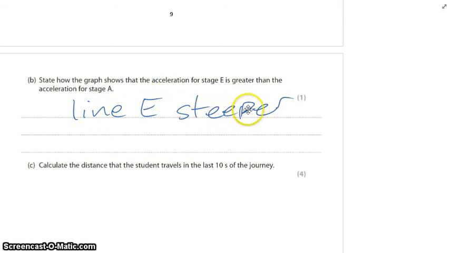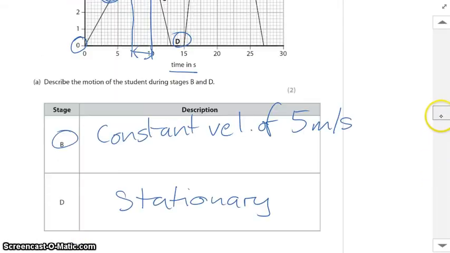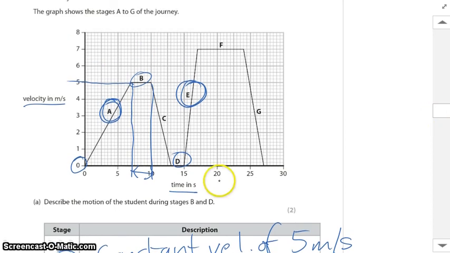Calculate the distance that the student travels in the last 10 seconds of the journey. Now, this isn't a very good question, because you might think that the last 10 seconds of the journey are between 20 and 30 seconds, but then you can see that actually after 27 seconds they're not moving anyway, so maybe you should work out the distance covered between 17 and 27. Either of these methods we counted as correct because the question was quite ambiguous there.